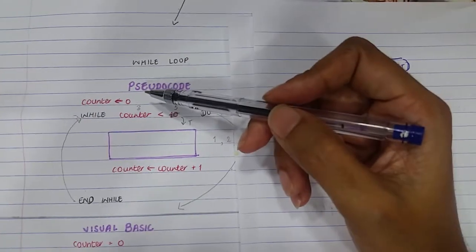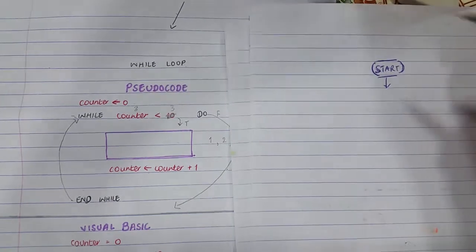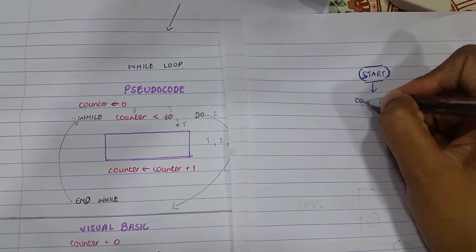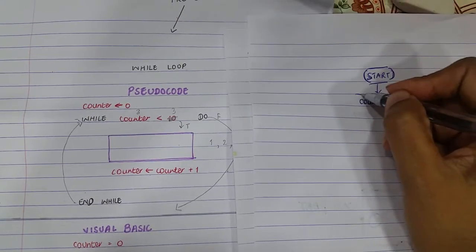Now, first thing I have to assign 0 to counter. And this is a process.